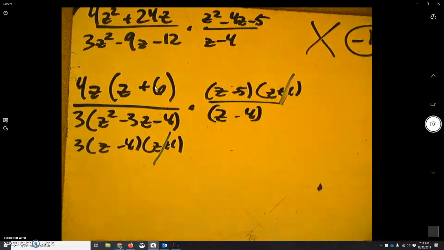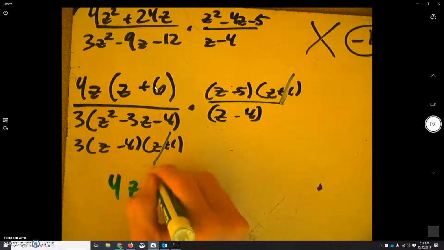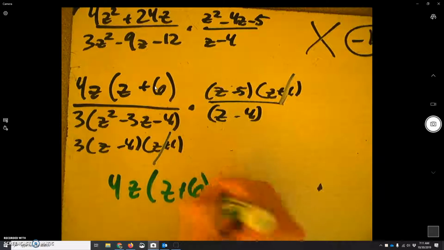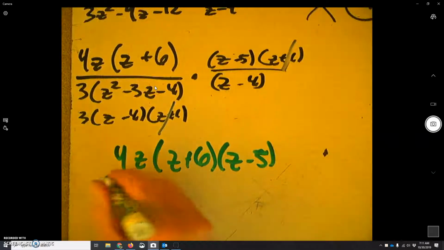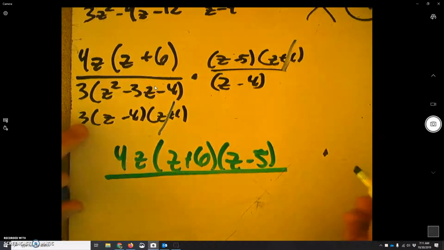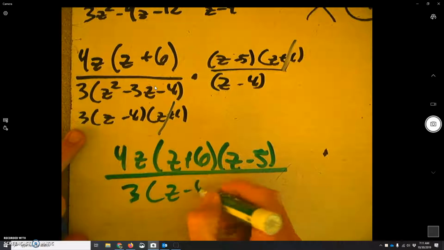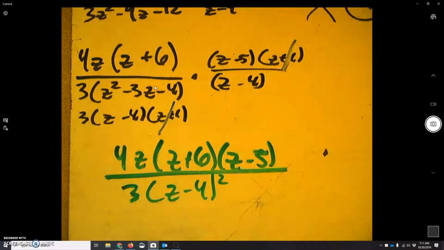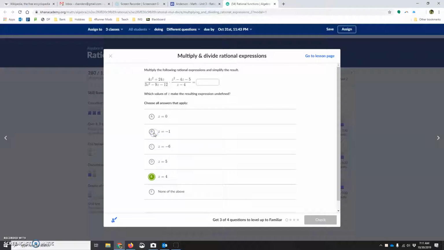And that's actually it. Now, we need to combine. We're multiplying 2 fractions, so the top gets multiplied together. So we have 4z times z plus 6 times z minus 5. And that's all over what's on our bottom, which is 3 times z minus 4 times z minus 4, which I'm going to write as squared. And that should be our answer right there, with that negative 1 as an undefined value.